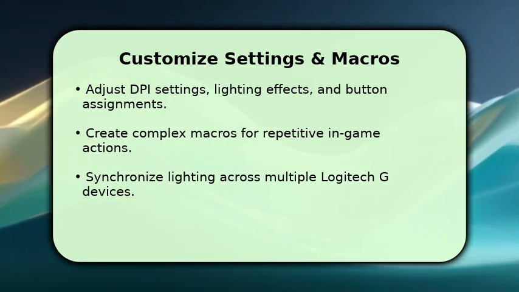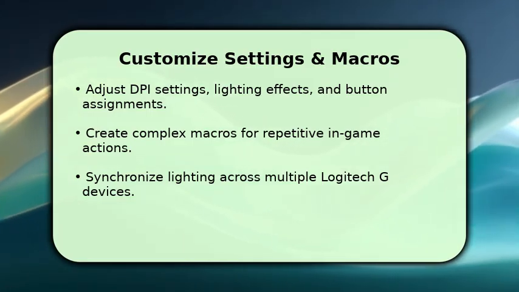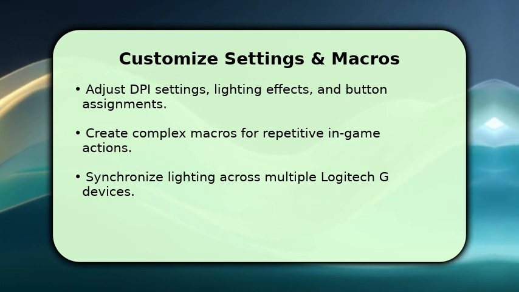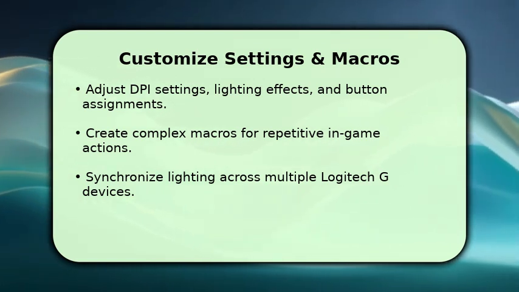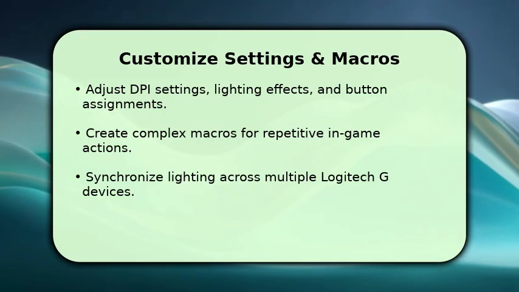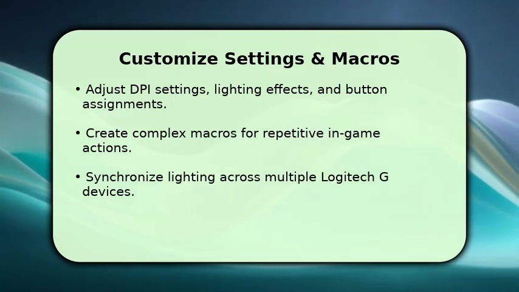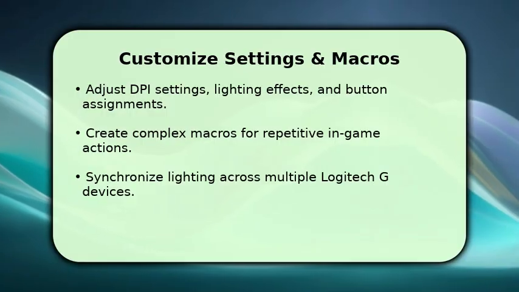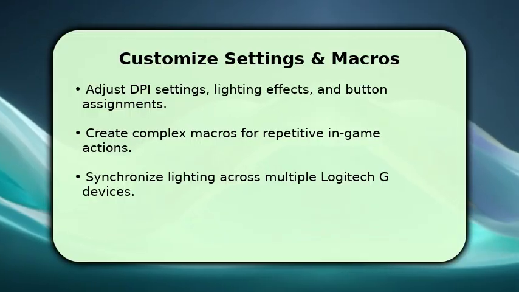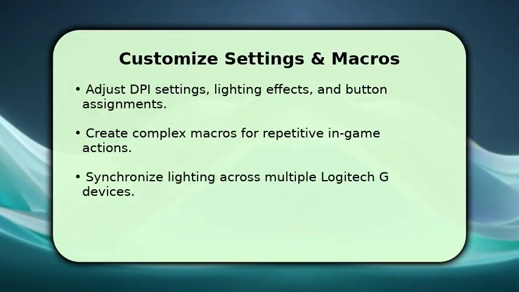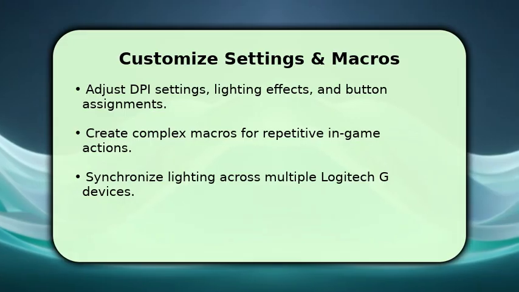You can adjust crucial settings like mouse DPI, ranging from 100 to 25,600, and personalize vibrant RGB lighting effects. Assign specific functions to buttons or keys, and even create intricate macros for complex in-game commands. GHUB also allows you to synchronize lighting patterns across all your connected Logitech G peripherals for a unified aesthetic.